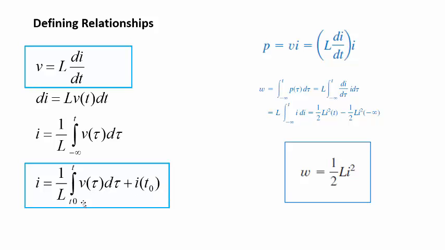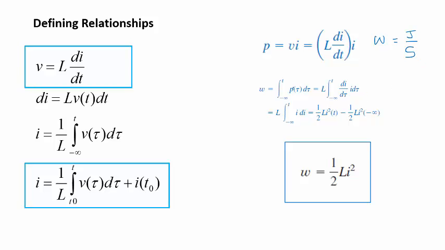So oftentimes we start at time 0, but maybe not, and then we can have the current at time 0, and so then we have a more usable form of the equation. We also have power and energy relationships for an inductor. This power represents the instantaneous power held in the inductor. So power is in watts, which is the same as joules per second.